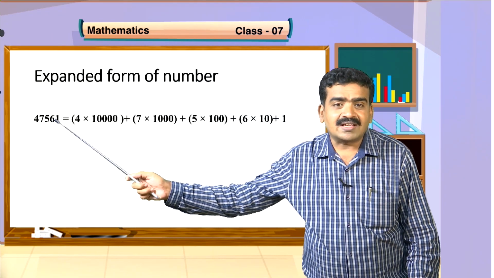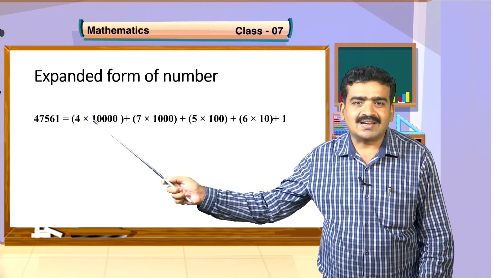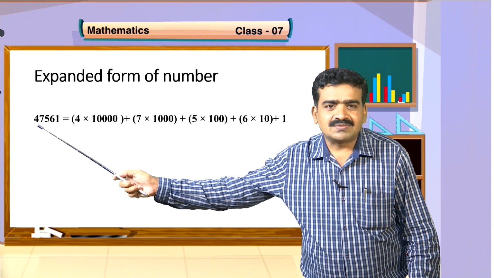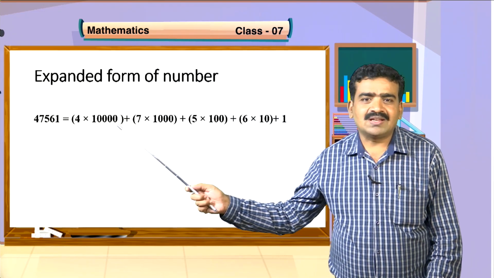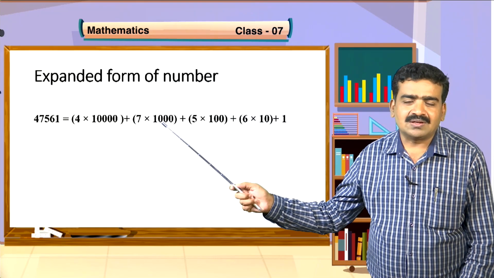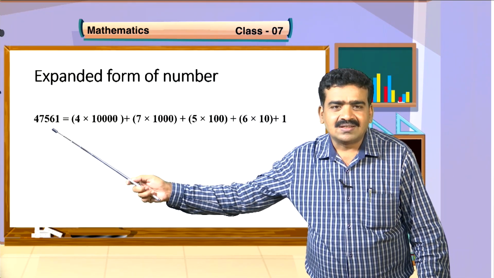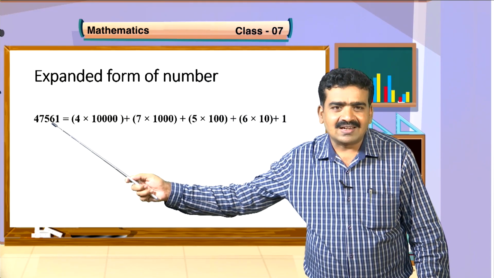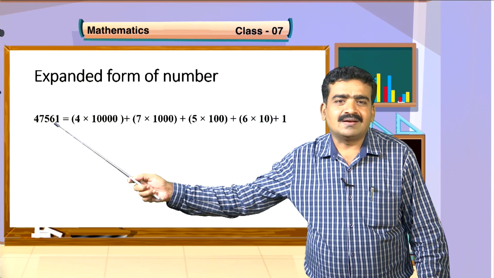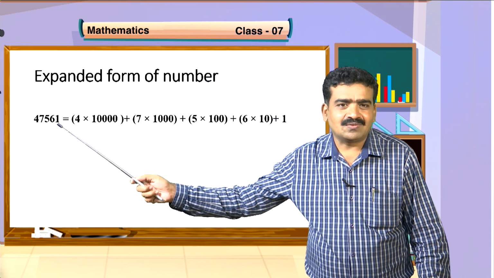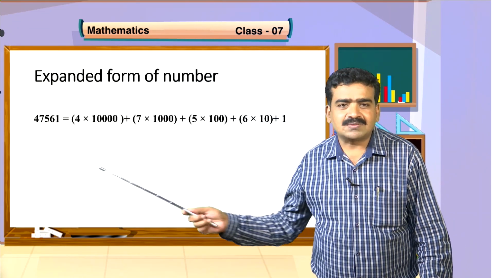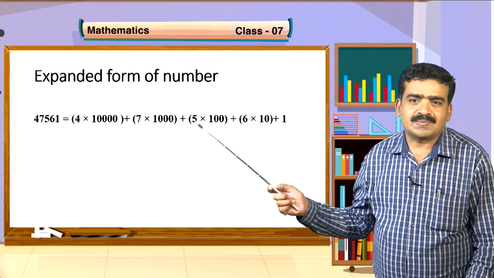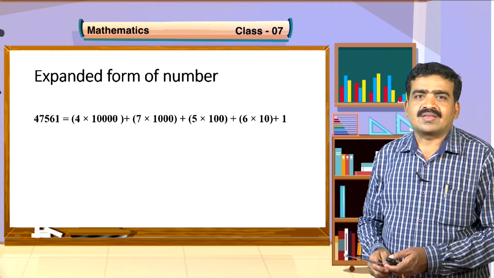If you are going to expand, we will get 4 into 10,000, because the place value of 4 is 10,000. Similarly, plus 7 into 1,000, the place value of 7 is 1,000. Similarly, 5 into 100 means the place value of 5 is 100. 6 into 10 means the place value of 6 is 10, therefore, plus 1. So this is how we should expand the given number 47,561.